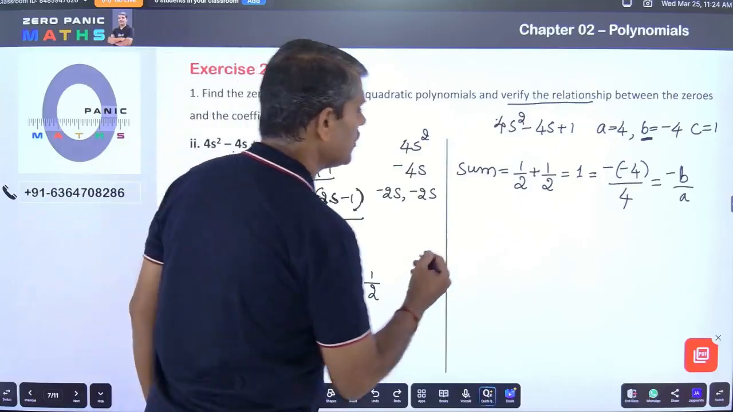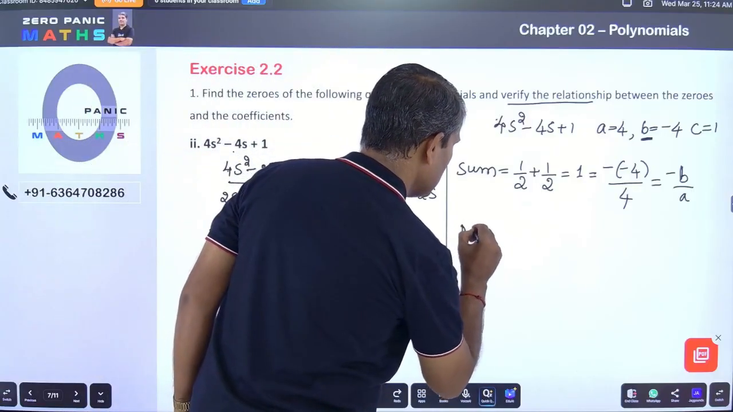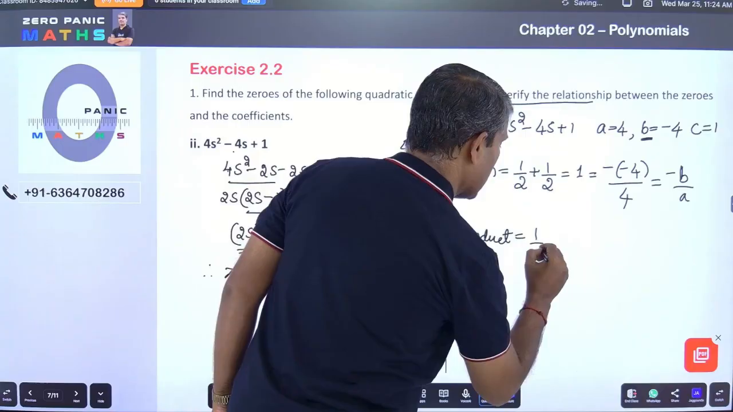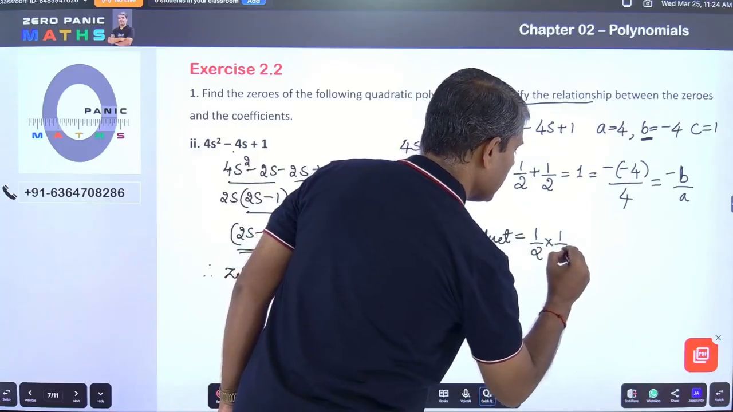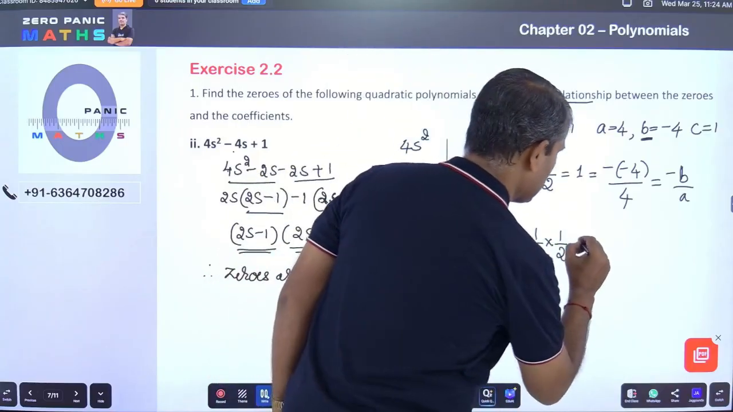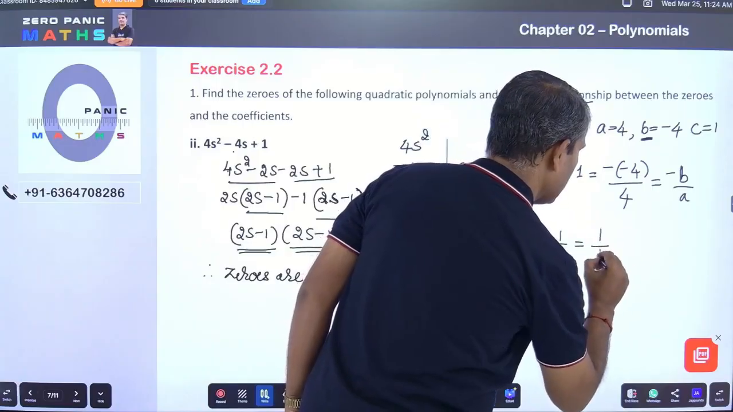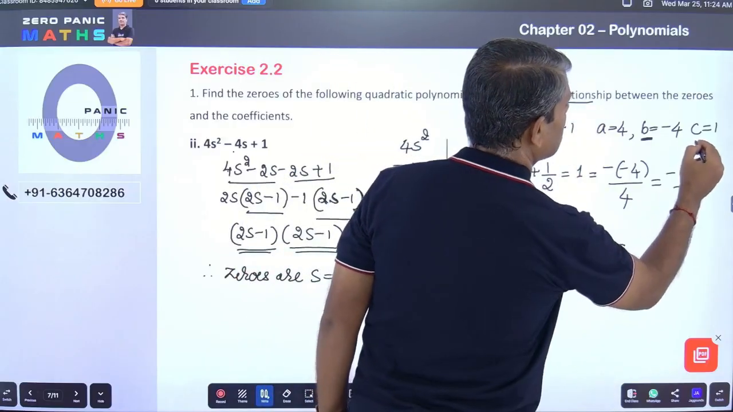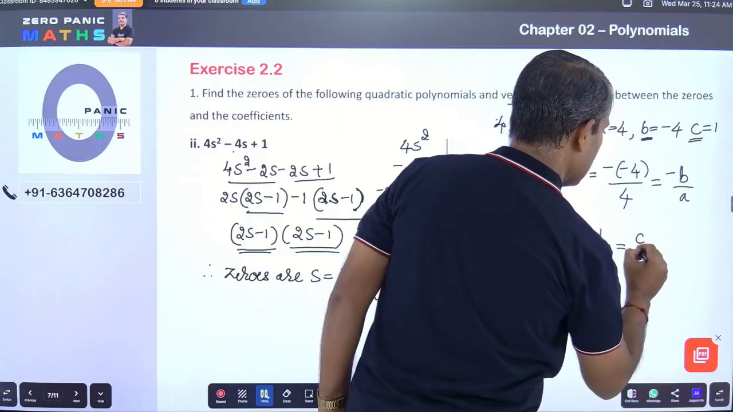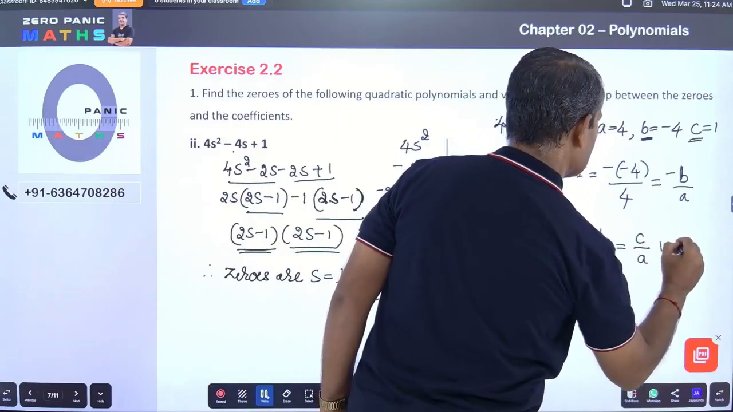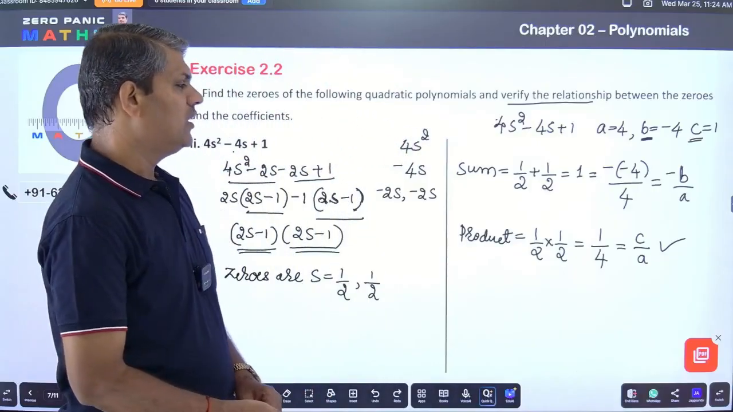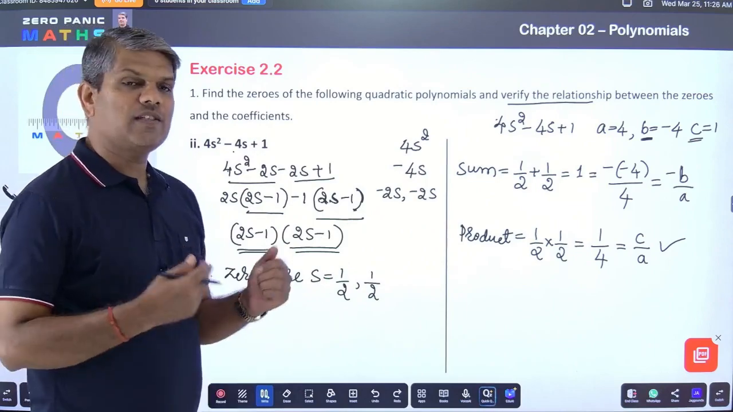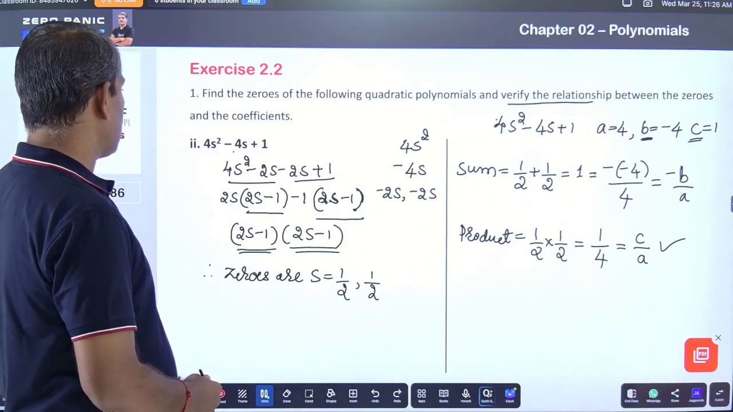Now let us continue for the product of the zeros. Product is half multiplied by half, that is equal to 1 by 4. So we don't have to make any adjustment because 1 is already c and 4 is a. So this is how we proved that the product of zeros is always c by a. Okay, let us move quickly to the next problem.